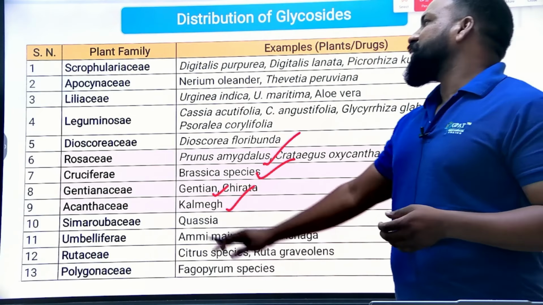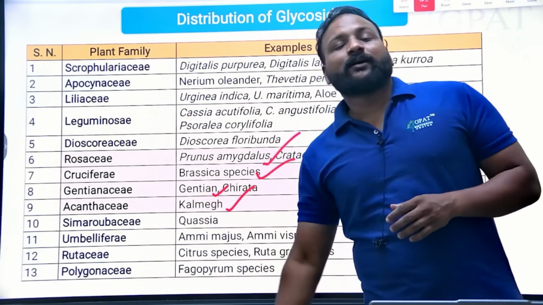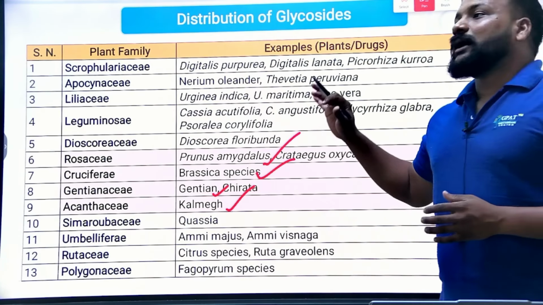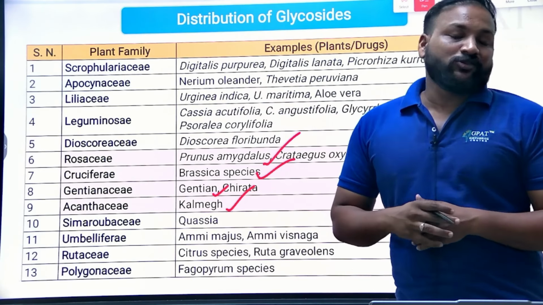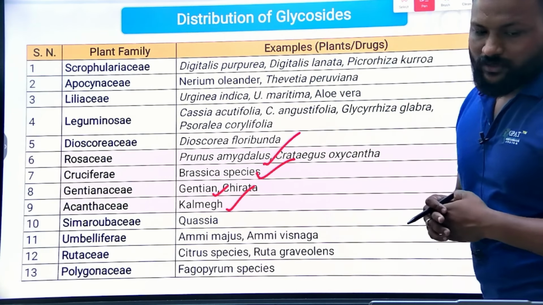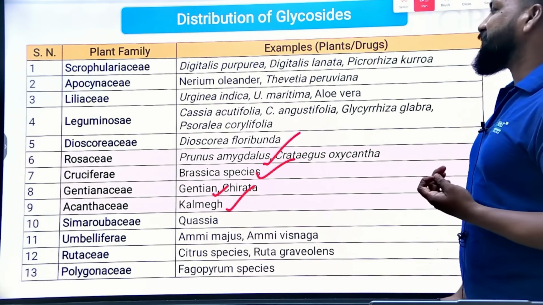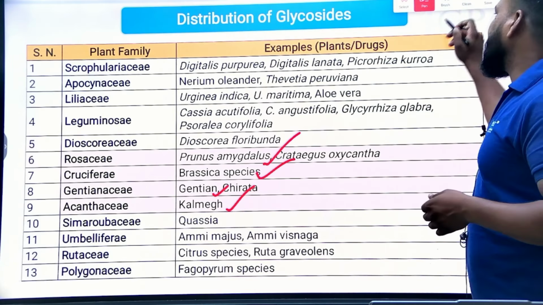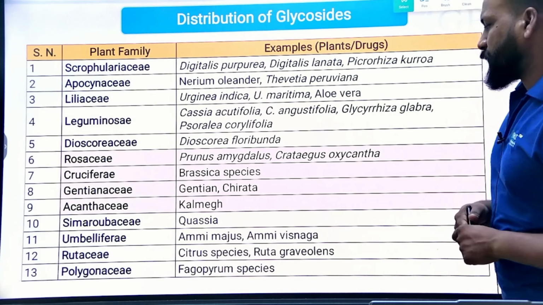And yes, try to take a screenshot of this particular content, because distribution of this glycoside is also very, very important. They'll ask you questions like this. Scrophulariaceae, Leptocynaceae, the families and their examples are very, very important. Okay. Yes. So now I'll move to the next question.